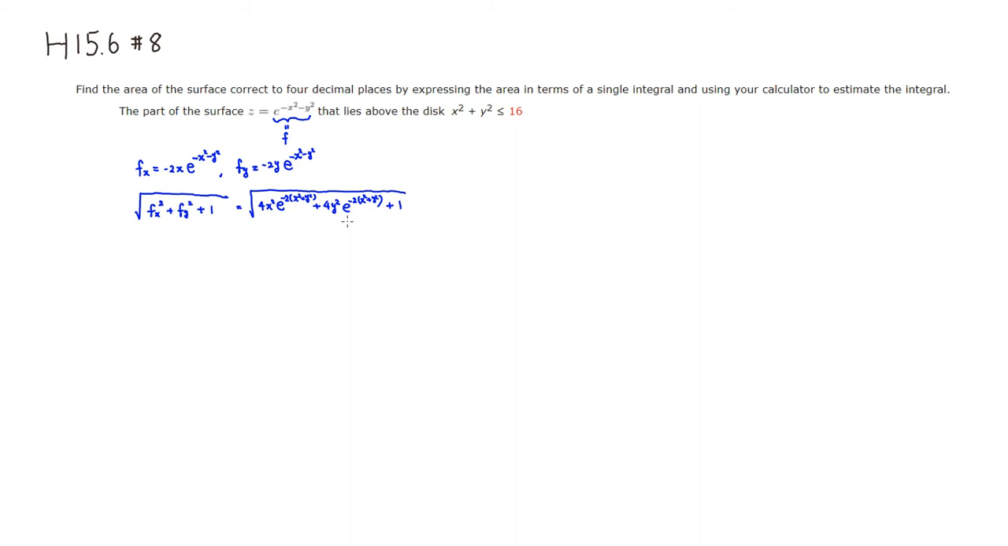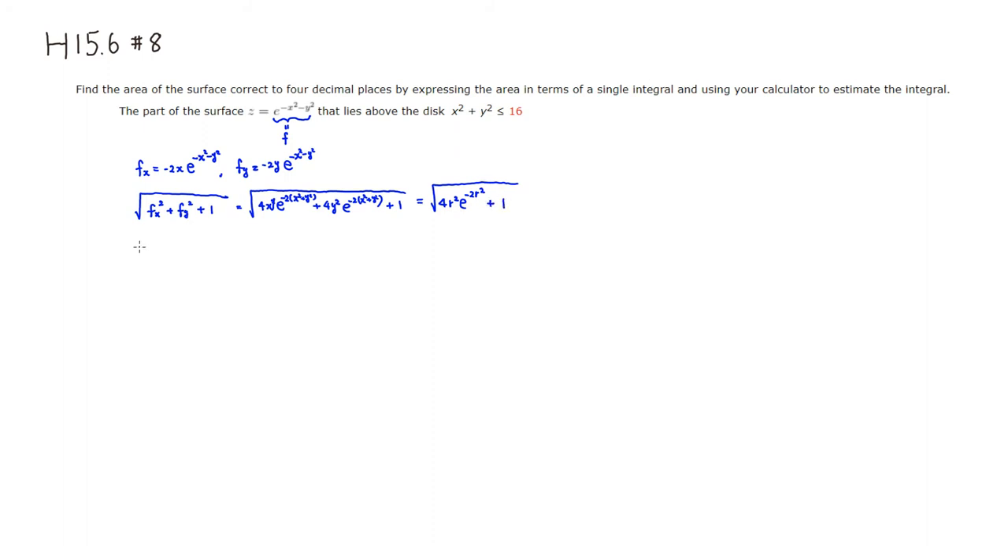Right? And then let's see, pull out 4 there. 4 is in common. Then you have x squared plus y squared, so I'm going to go ahead and rewrite it as r squared. Then you have e to the negative 2, and then you have another x squared plus y squared, so I'm going to write it as r squared, and then plus 1.